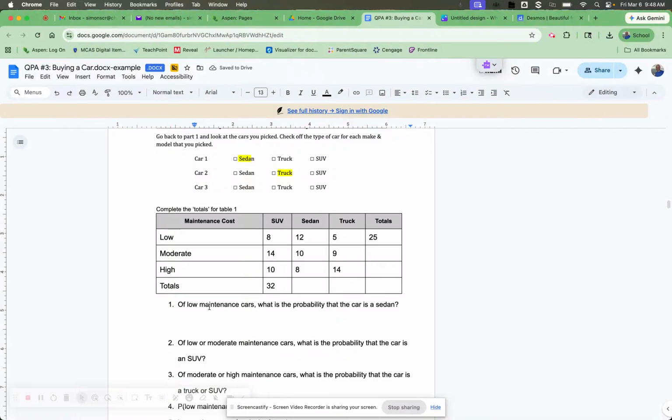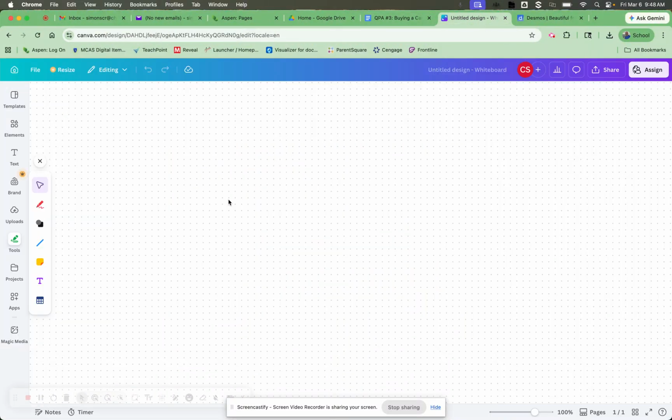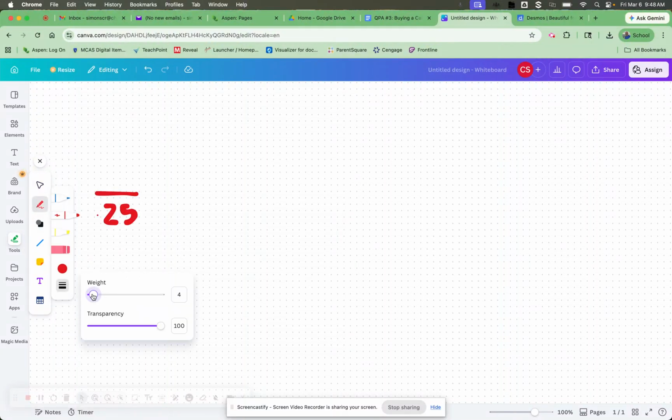I'm looking at my low maintenance cars. My low maintenance cars are right up here. So how many low maintenance cars are there? There are 25 low maintenance cars. So that means my denominator is going to be 25. I'll make this a little thinner. My denominator is going to be 25.